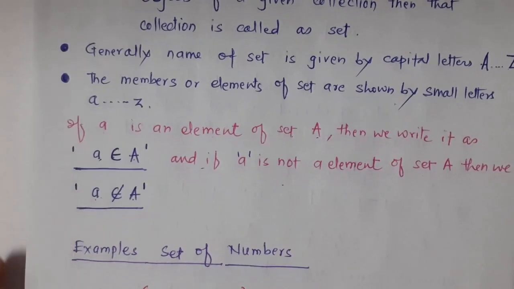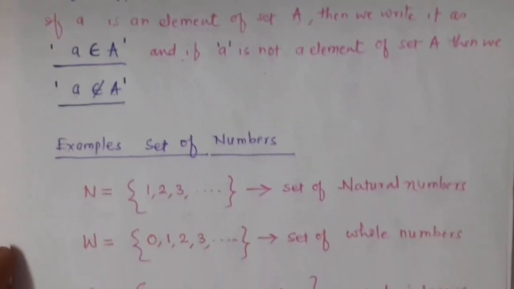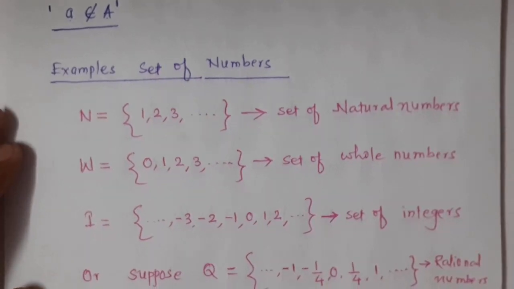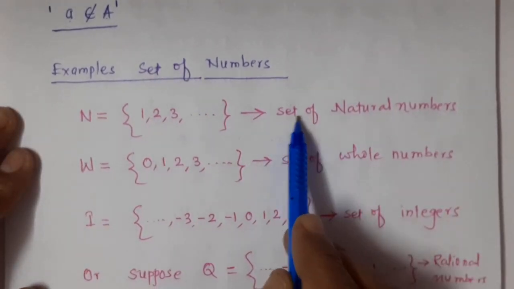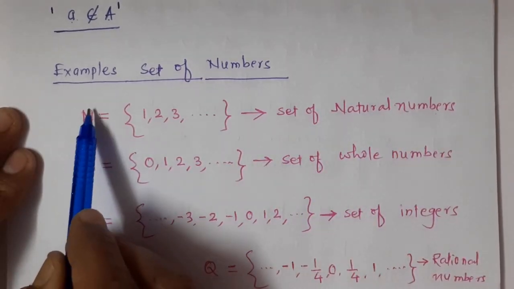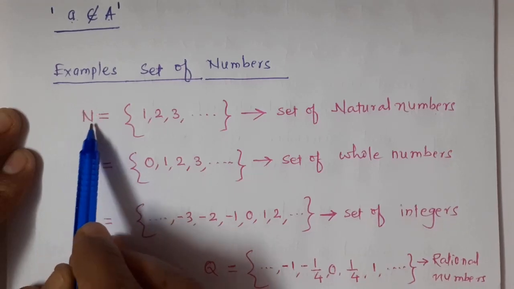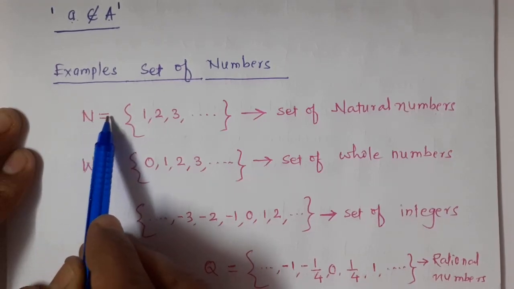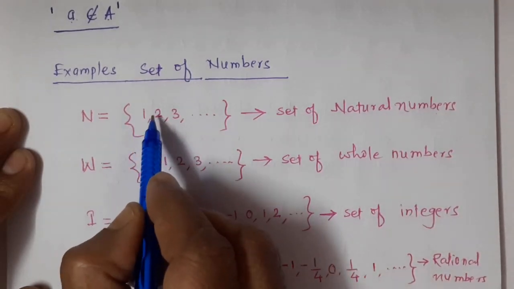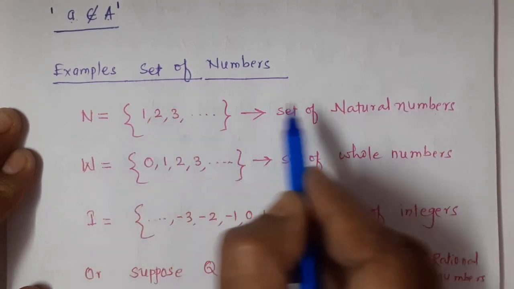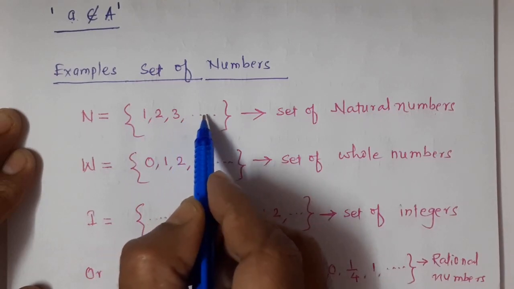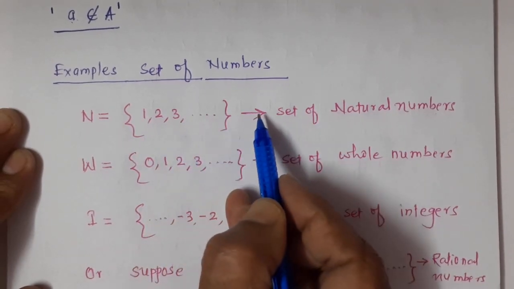Now we will see the different examples of sets of numbers. If you have to form a set of natural numbers, you can represent it by the name of the set, capital N, is equal to, in these braces, 1 comma 2 comma 3, because natural numbers start from 1, and I am showing dots, which means it is going on forward.